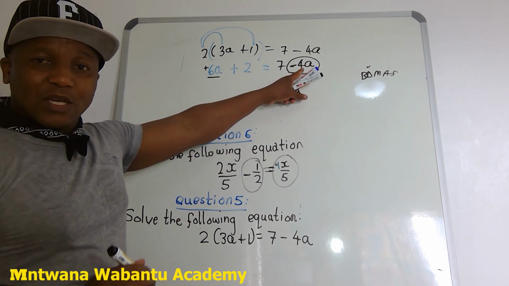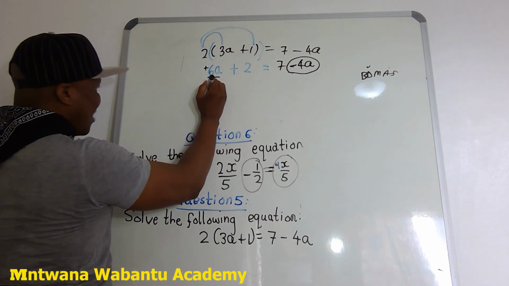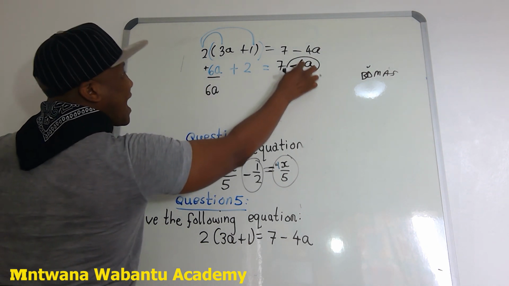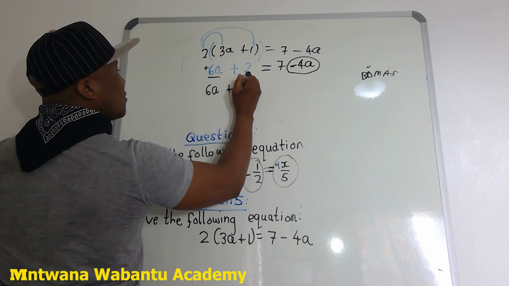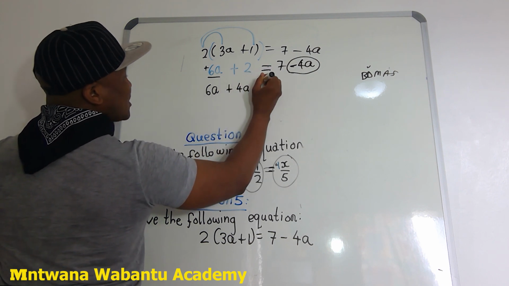So this should come over. Here we have a 6a already. When this one comes over the equal sign, it's negative, right? So when it comes over, it's going to become positive. 4a. Equal sign, equal sign.